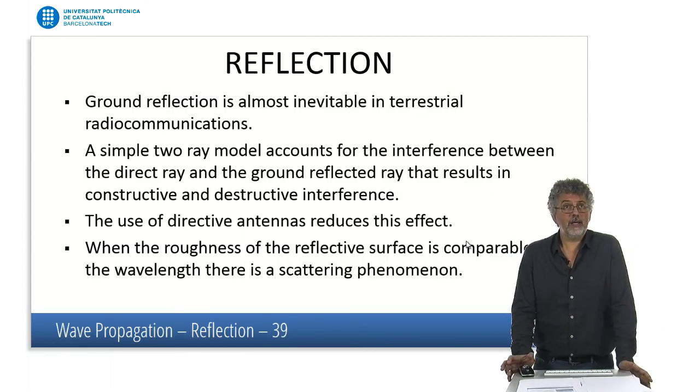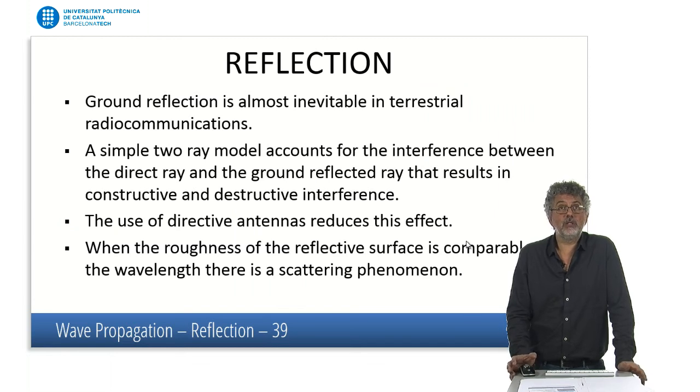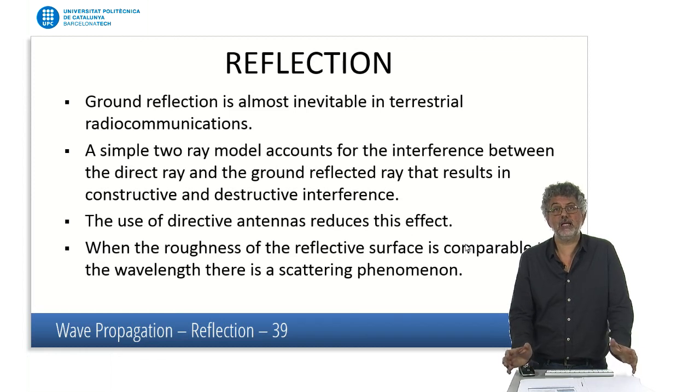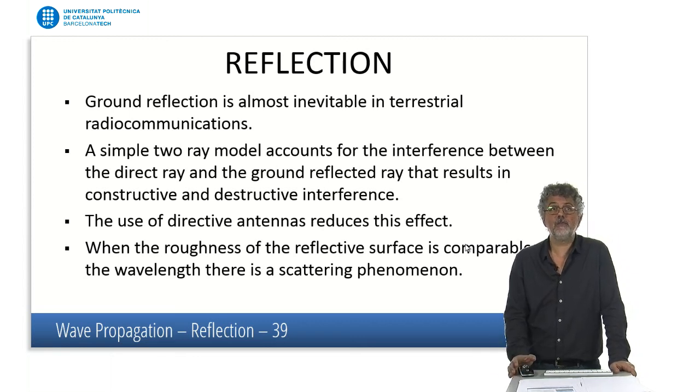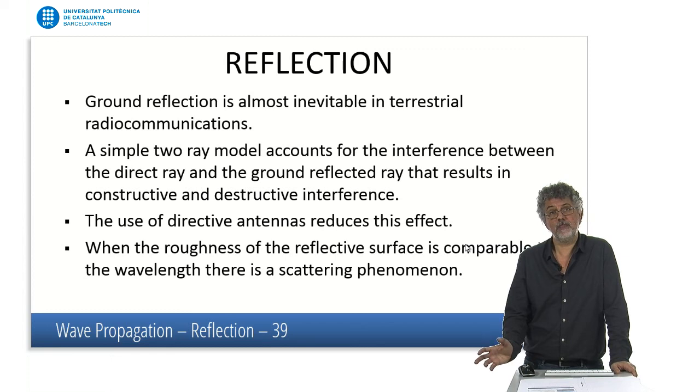So ground reflection is almost inevitable in terrestrial radio communication. We can consider a simple two-ray model to understand what is going on. What the two-ray model is showing is that when we have a reflection, we can have either constructive or destructive interference. The fact is that if we use directive antennas, the effects are less severe than would be predicted using that isotropic antenna model.